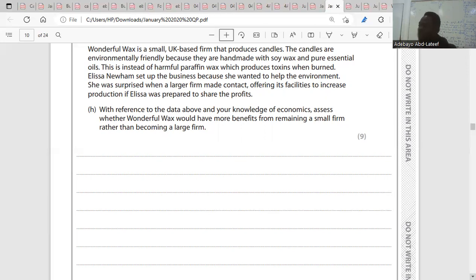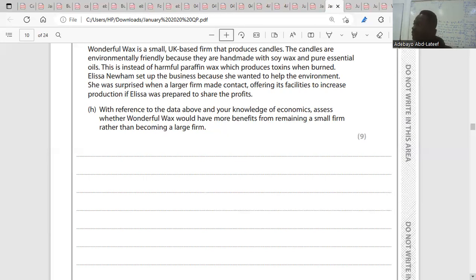But what are the problems Wonderful Wax might face being a small business? Number one, it will not be able to enjoy economies of scale because it's not going to be able to produce at large quantities. It produces little. So Wonderful Wax might always incur an increase in average cost. Yes?